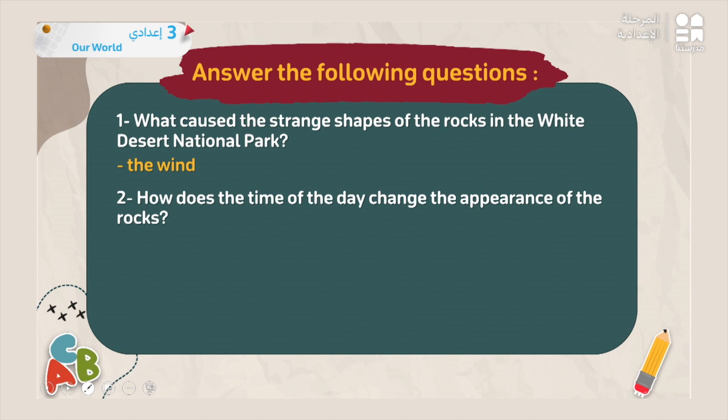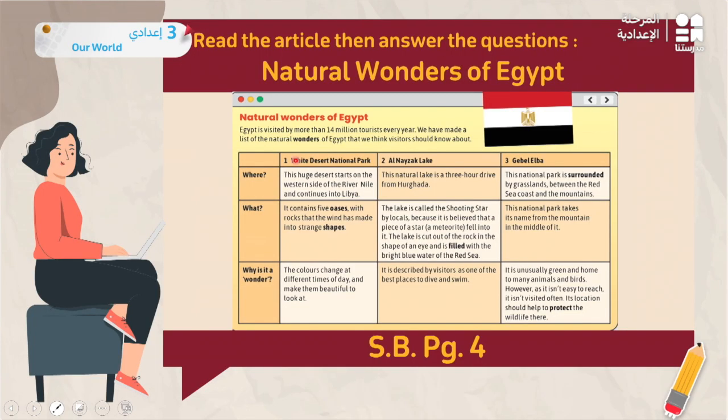Number 2, how does the time of the day change the appearance of the rocks? إزاي الوقت بتاع اليوم بيغير شكل الأحجار دي؟ We're still in the same part اللي هي الوايت ديزرت ناشونال بارك. بتتغير إزاي؟ The answer is here. The colors change at different times of the day. بيتغير اللون في أوقات مختلفة في اليوم and make them beautiful to look at. So this is the answer to the second question.